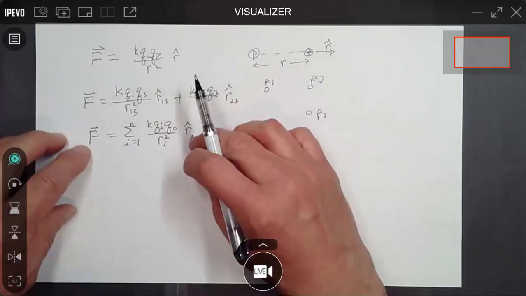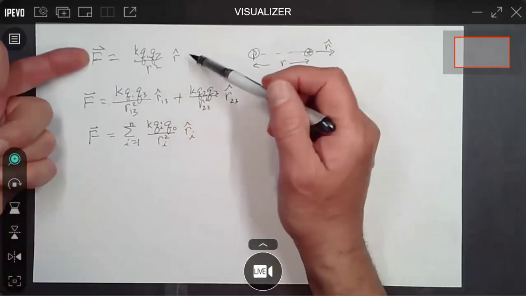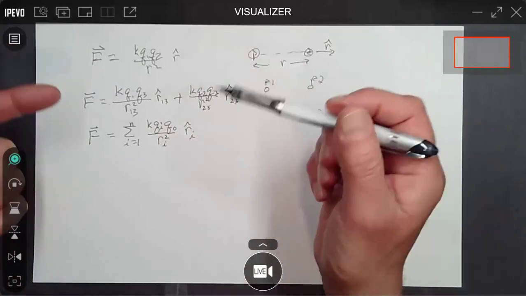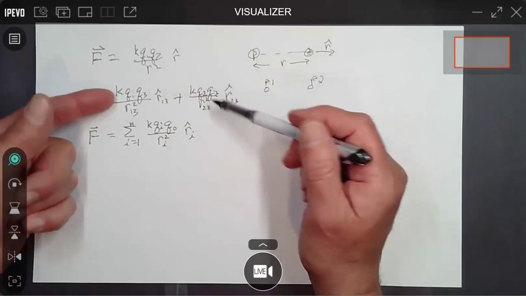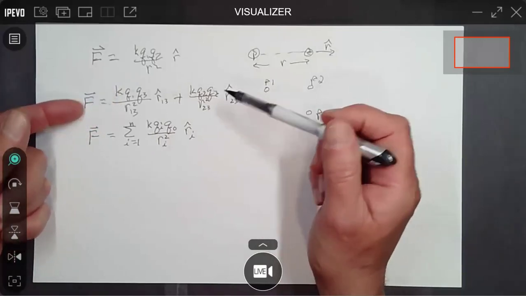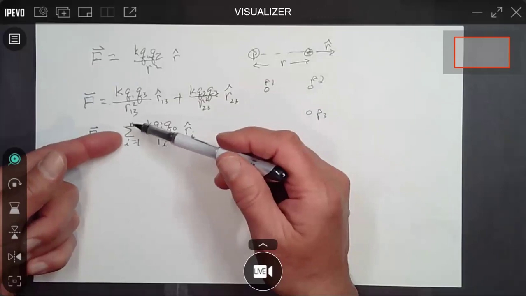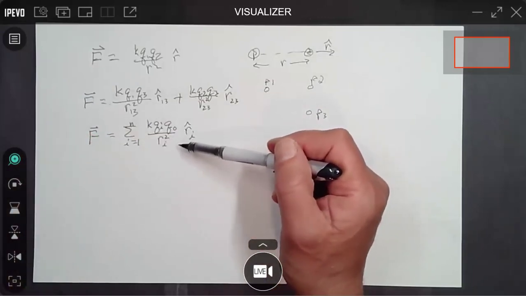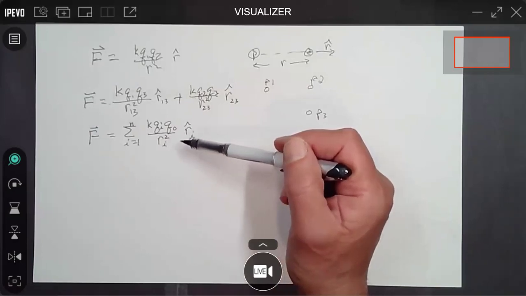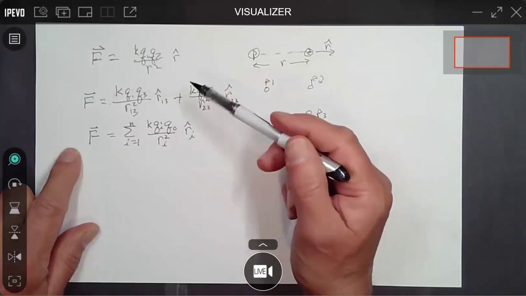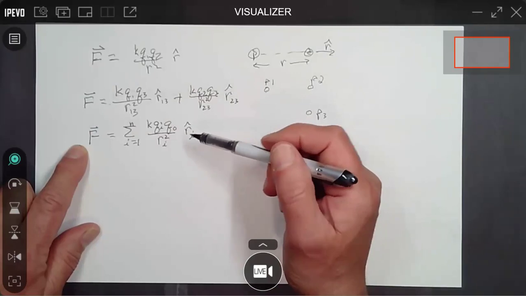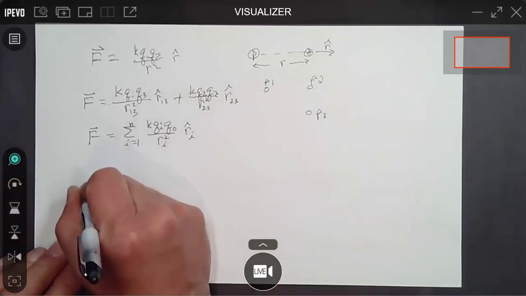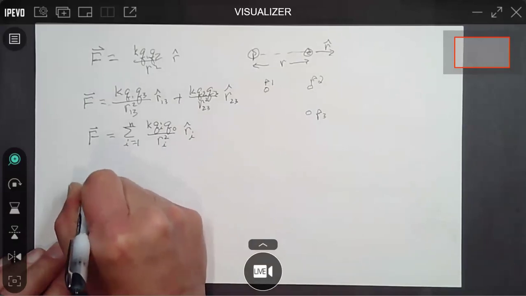We can go a step farther with this idea. So here's one charge, here are a pair of charges acting on one other charge, and here's a whole bunch of charges, n charges, acting on one other charge. So we keep adding complications here. And then the next complication, I guess, is to consider a uniform charge distribution.